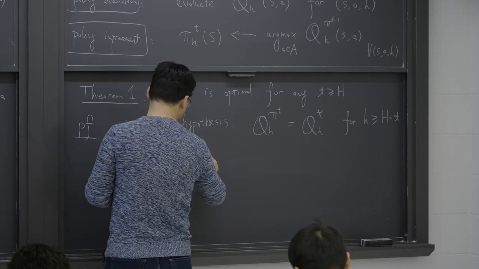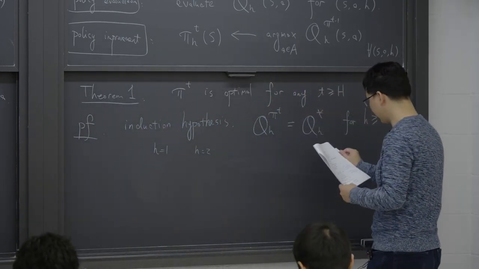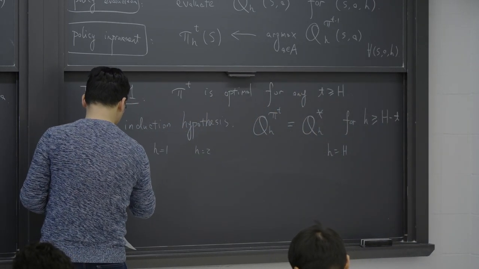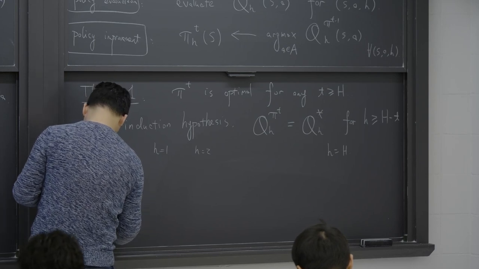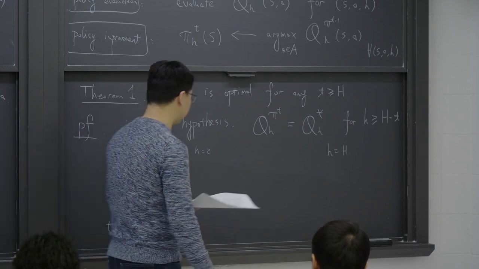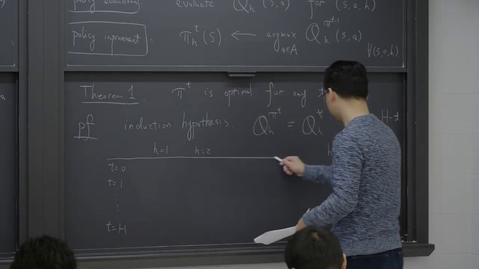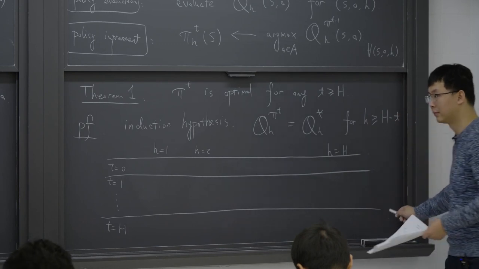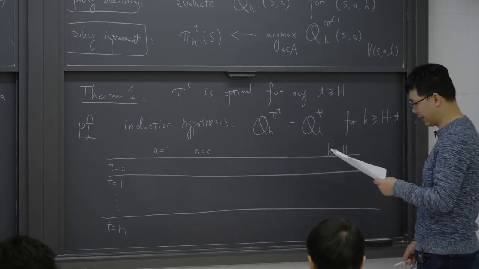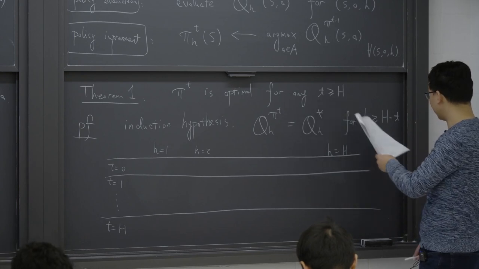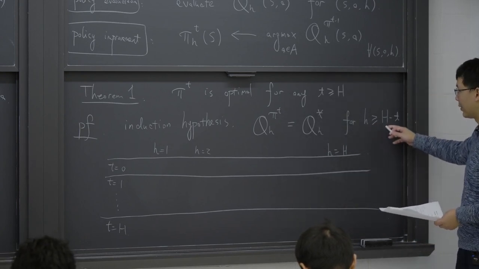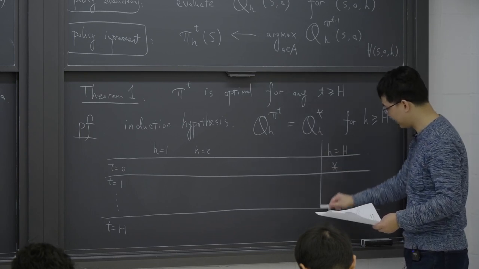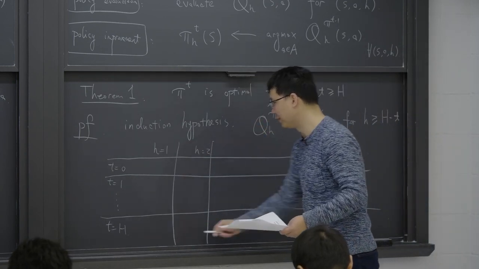We have h equal to 1, h equal to 2, and eventually h equal to H. And this is t equal to 0, t equal to 1, and so on, up to t equal to H. This is a step. What we are saying is that in the very first step, that is t equal to 0, only h equal to H has the optimal value. That is, only in the very last step is our value equal to the optimal value, and we don't guarantee it for everything else.